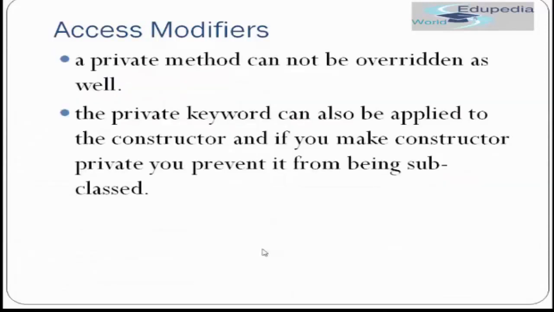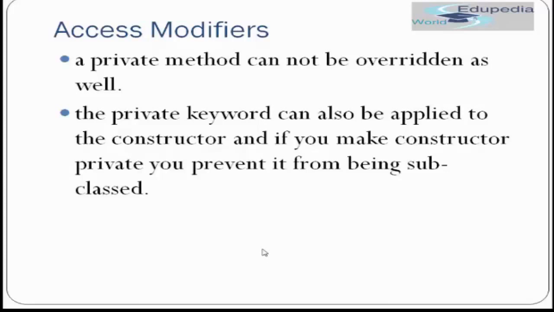Okay, so there are two more things that I want to cover. One is the private method cannot be overridden as well. So if it's a private method, it cannot be overridden. And why? Because it is not accessible outside that class. So how will you be able to override it?